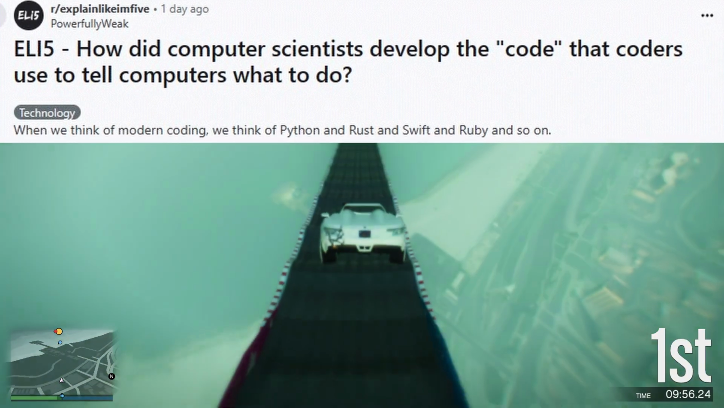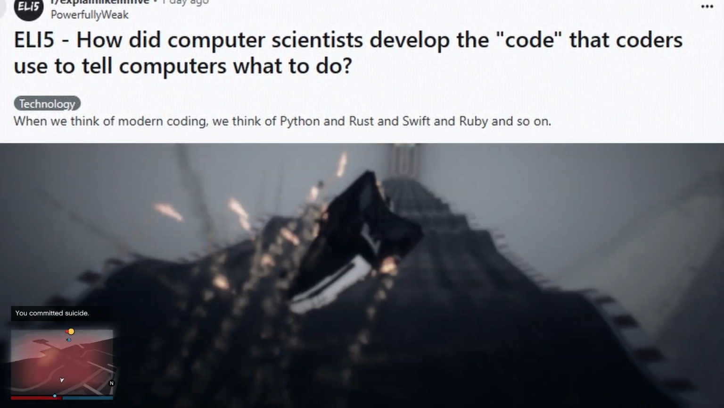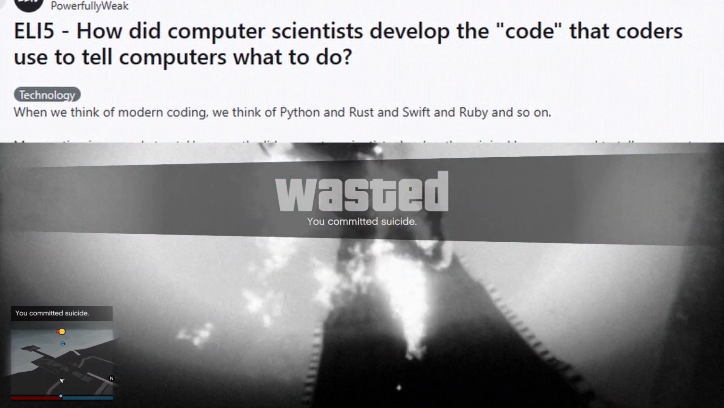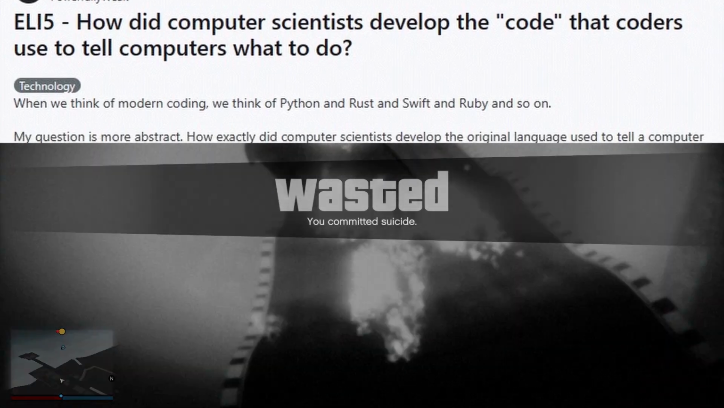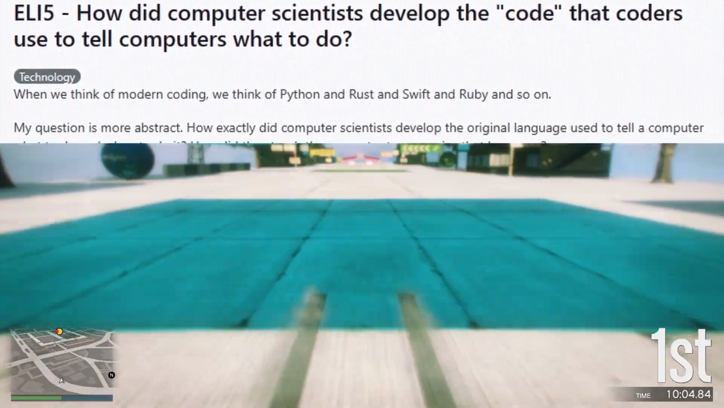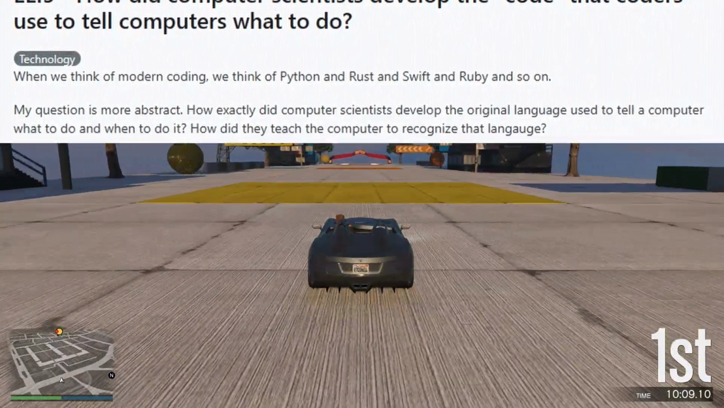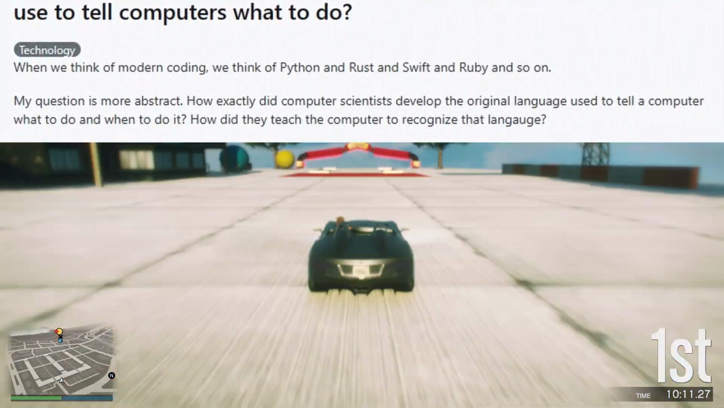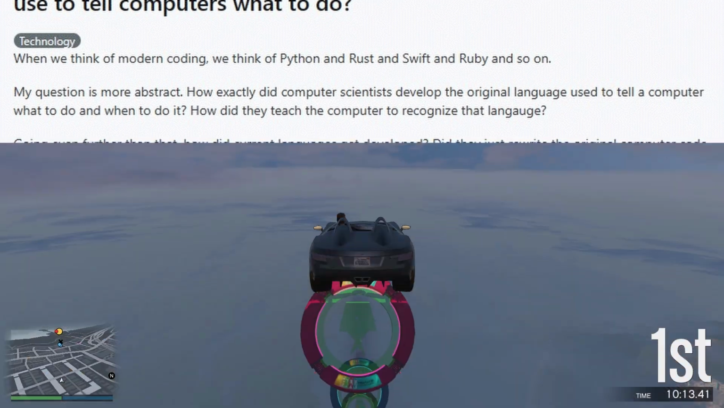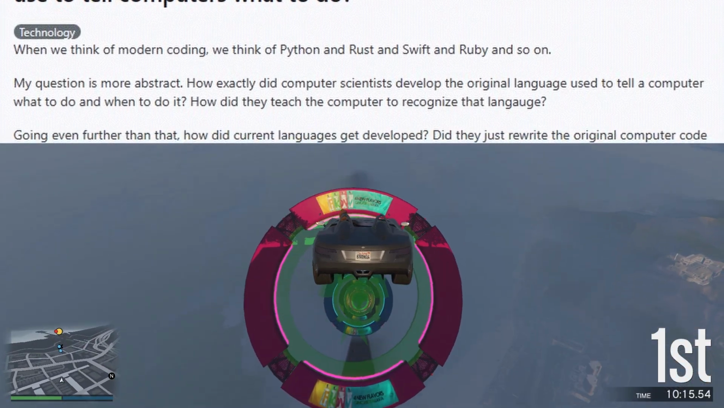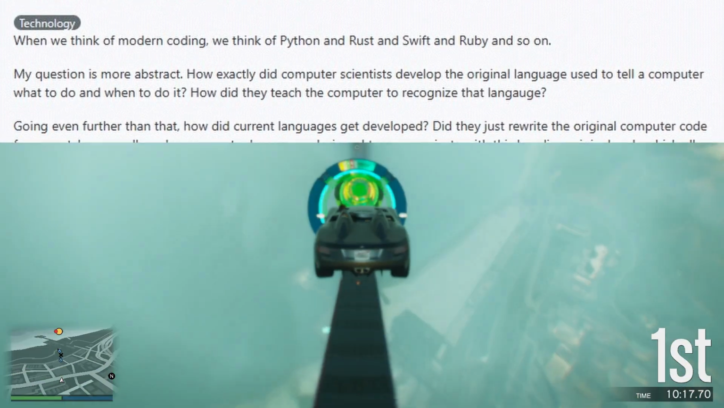ELI5, how did computer scientists develop the code that coders use to tell computers what to do? When we think of modern coding, we think of Python and Rust and Swift and Ruby and so on. My question is more abstract. How exactly did computer scientists develop the original language used to tell a computer what to do and when to do it? How did they teach the computer to recognize that language?